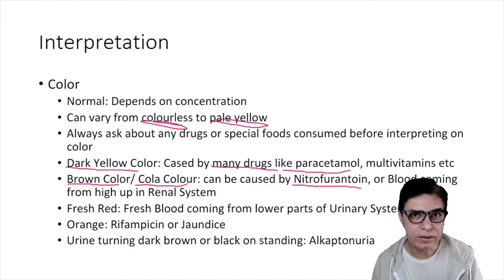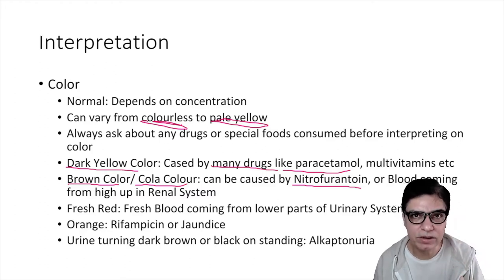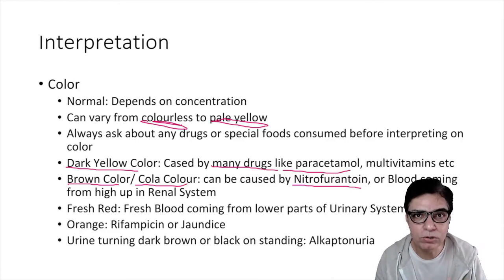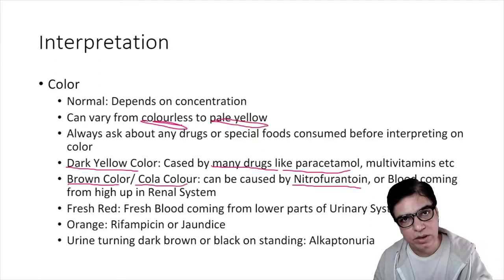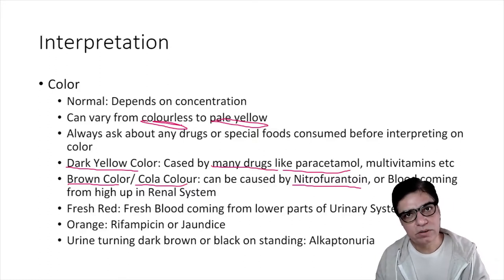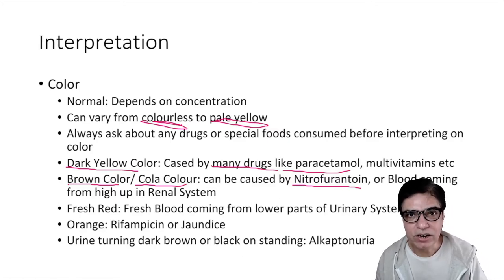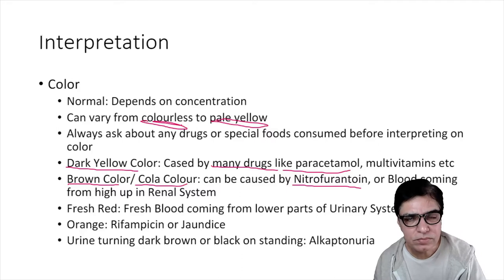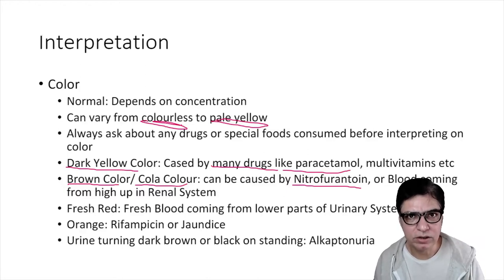Now, blood is normally red. The blood coming from high up in the renal system, like from the level of the glomerulus, from inside the kidneys, by the time this blood goes down and reaches the bladder, spends some time in the bladder, and then comes out, and you get it as a clean catch or a suprapubic aspirate, it would have changed color to brown or cola colored. So this type of blood coming from high up in the renal system is usually caused by glomerular disease, like glomerulonephritis.